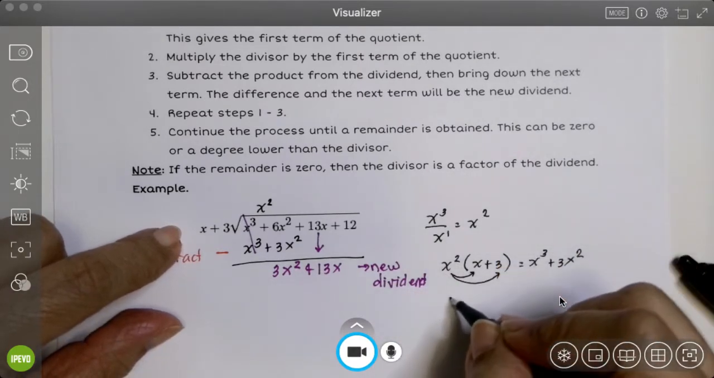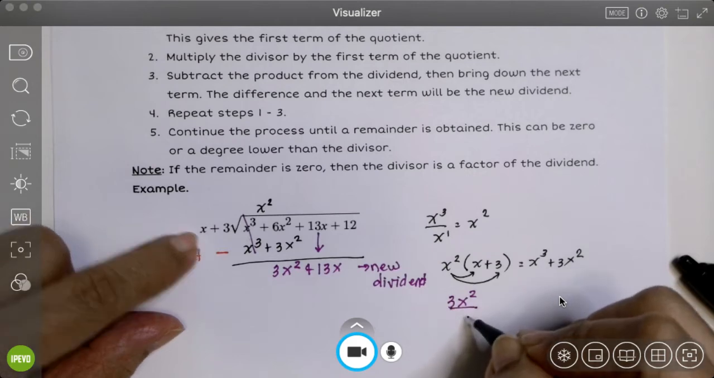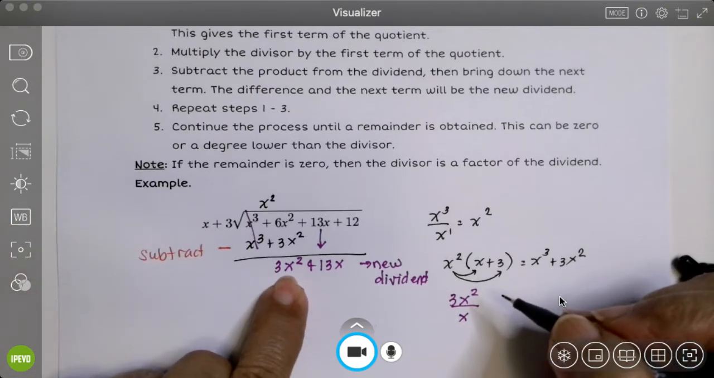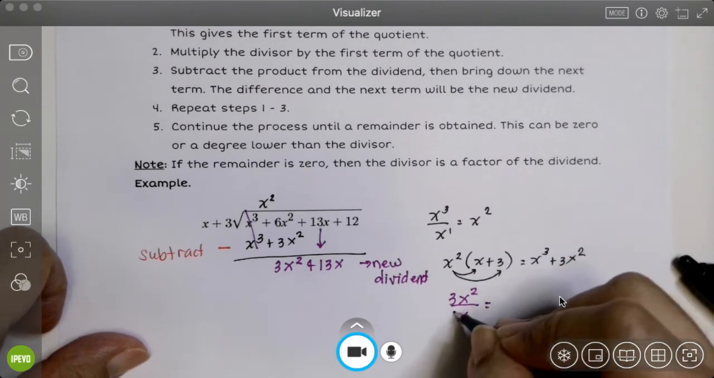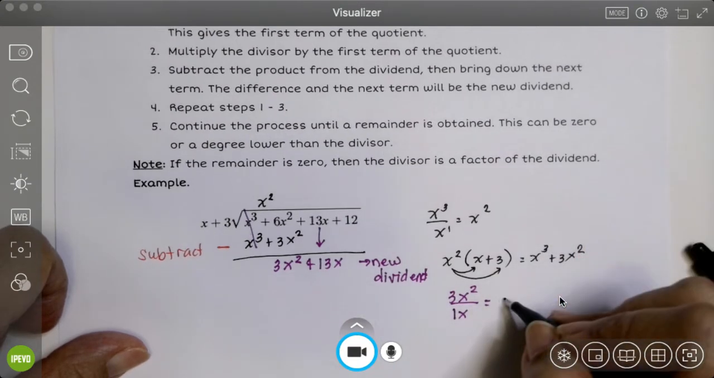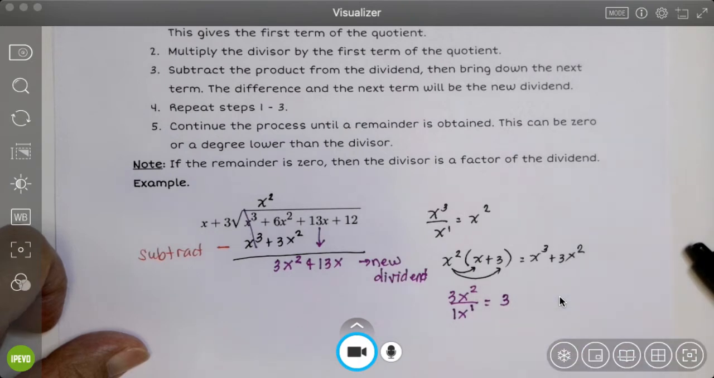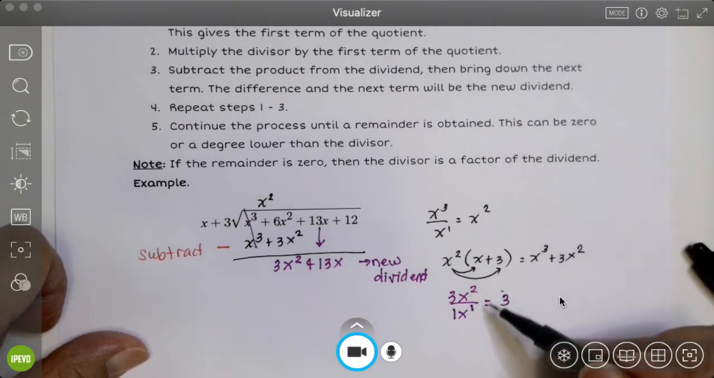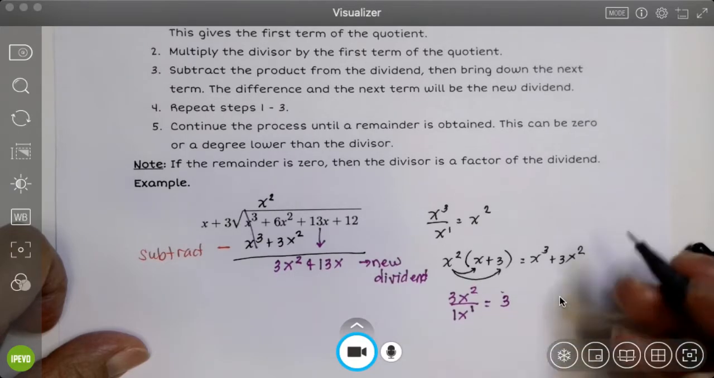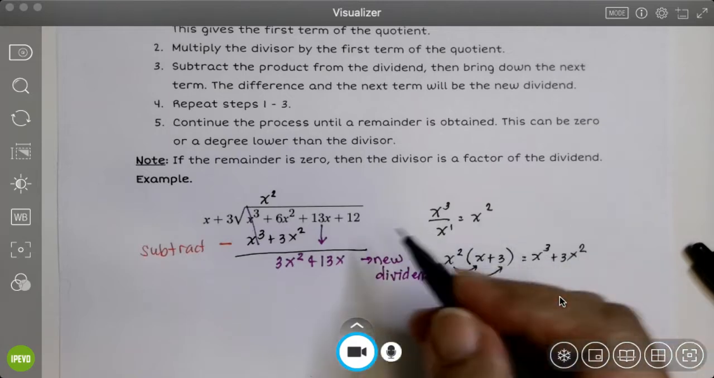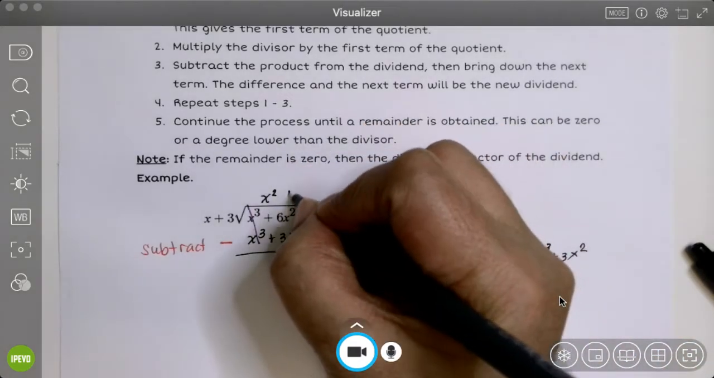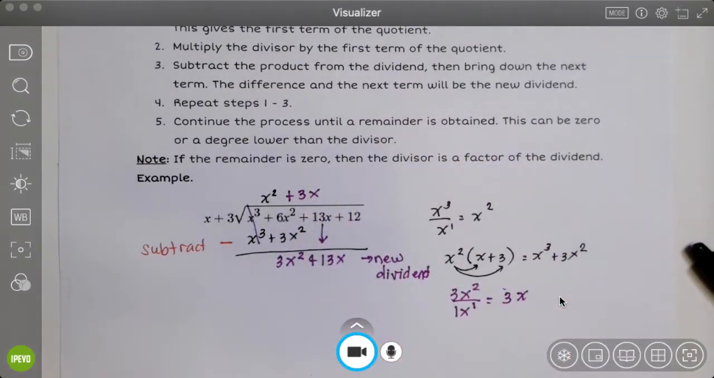So that means 3x squared divided by x. 3x squared, the first term of the dividend, x, the first term of the divisor. So you have an invisible 1 here. 3 divided by 1 will give you 3. And then remember, we have to subtract the exponents. So x squared divided by x to the first power is simply equal to x to the first power, or x. So plus 3x goes to the quotient. So that is the second term of the quotient.